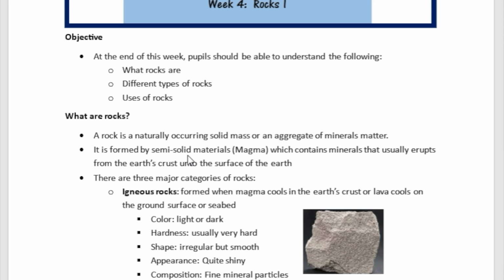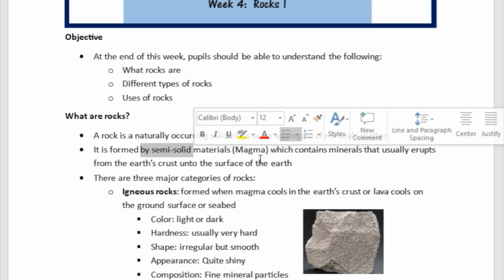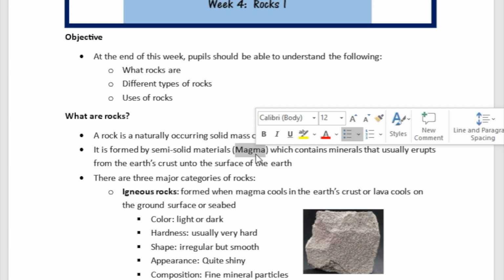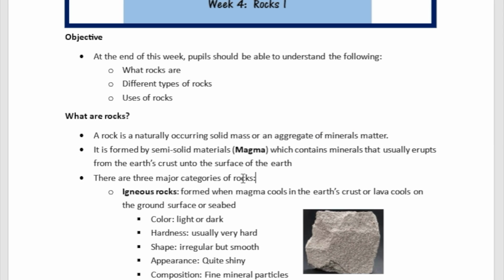So what are rocks? A rock is a naturally occurring solid mass or an aggregate of minerals or matter. So it's something that occurs through a natural process. A lot of times, rocks are formed by semi-solid materials called magma. Can somebody say that with me? Magma. Magma is something that erupts from the Earth's crust onto the surface of the Earth.